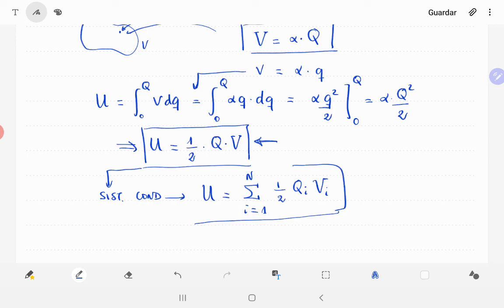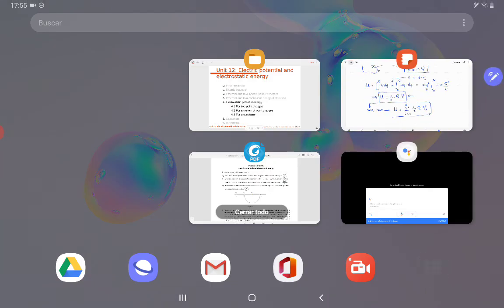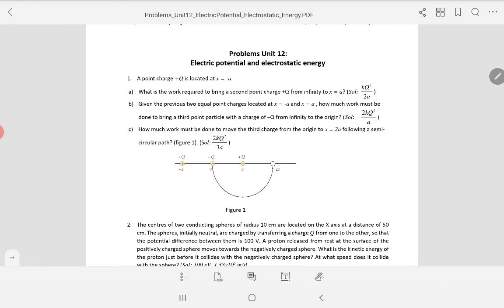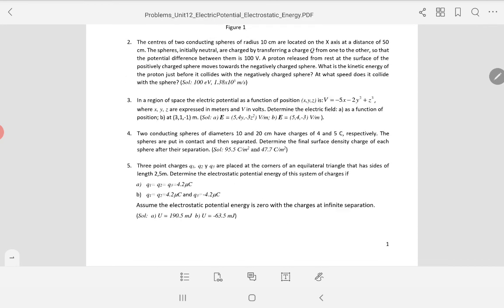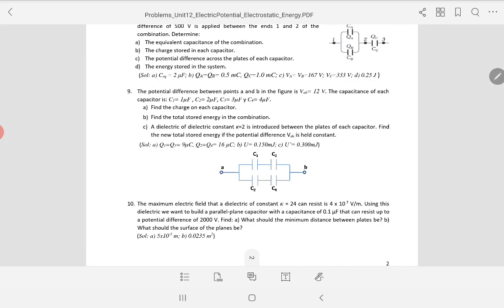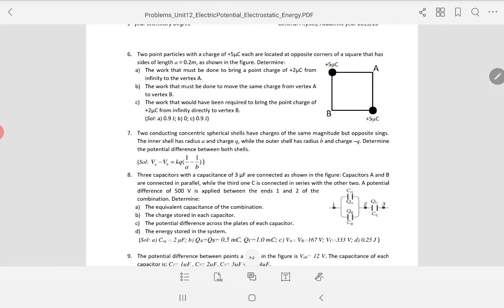So with this, I end this session, but just before ending it, I wanted to tell you that now you would be able to do exercises 1, 5, and 6. Added to the previous video, then you would be able to do exercises from 1 to 7, all of them, okay?